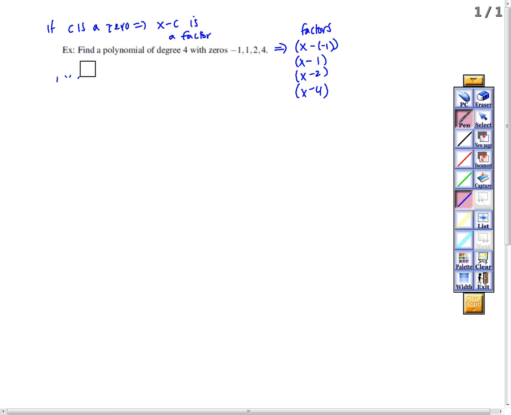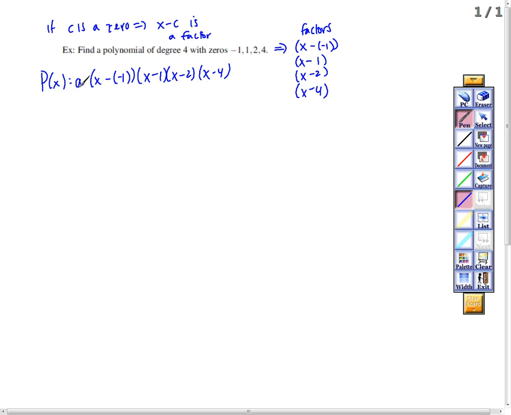But we have to be very careful. We know that these are the factors, but there could be any number multiplied in front of this. Okay, so let me write this out. This is a times x minus -1, x minus 1, x minus 2, and x minus 4.